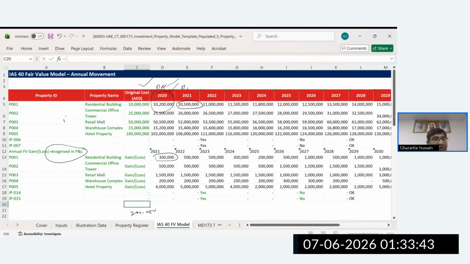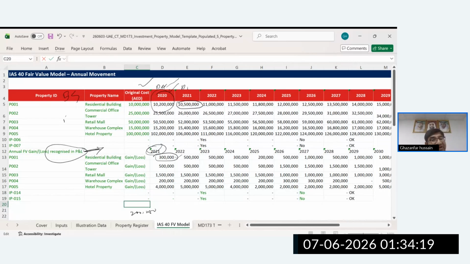Same way, the next property, the closing balance in 2020. See here, if you focus, this is the 2020 closing balance. The closing balance means here the charge, the gain. This is the balance sheet. We can say these are the balance sheet items and this is the P&L item. So in the balance sheet, the value shown is 10.5, right? And the opening is 10.2. The difference is 300, so it's already recorded here. The second effect of this 300 went into the P&L. So this is the 300 gain.